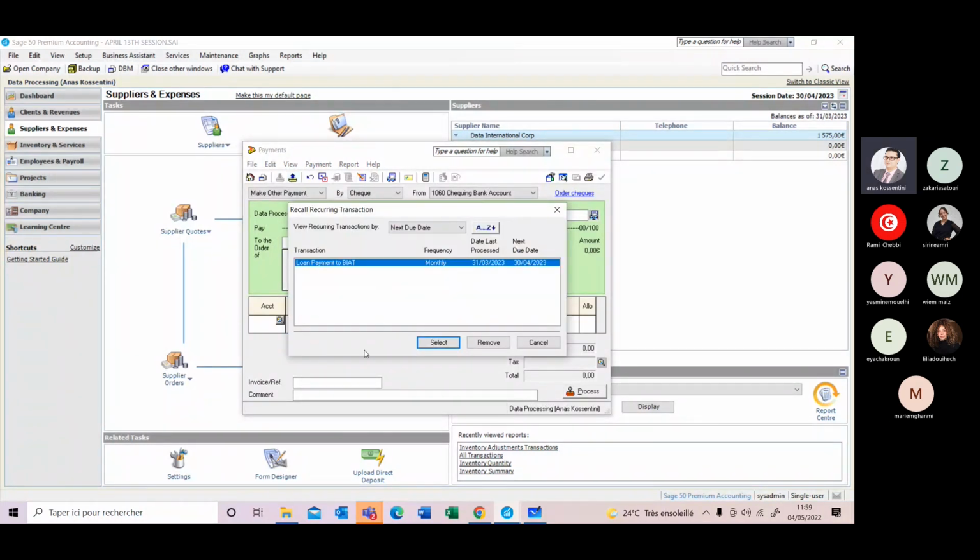So in the list in the database, how many recurrent transactions do we have for repetitive transactions? Only one. You see the date last processed, the last time we processed the transaction, was March 31st. The next due date is April 30th. Okay. I click on it. I select.